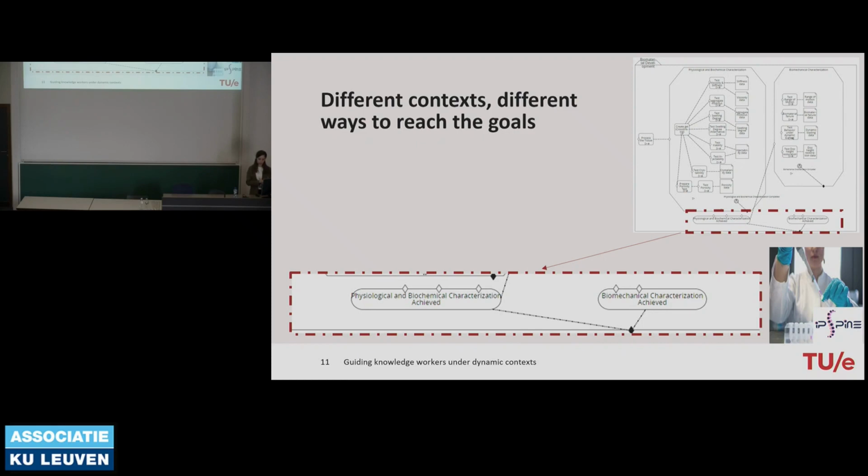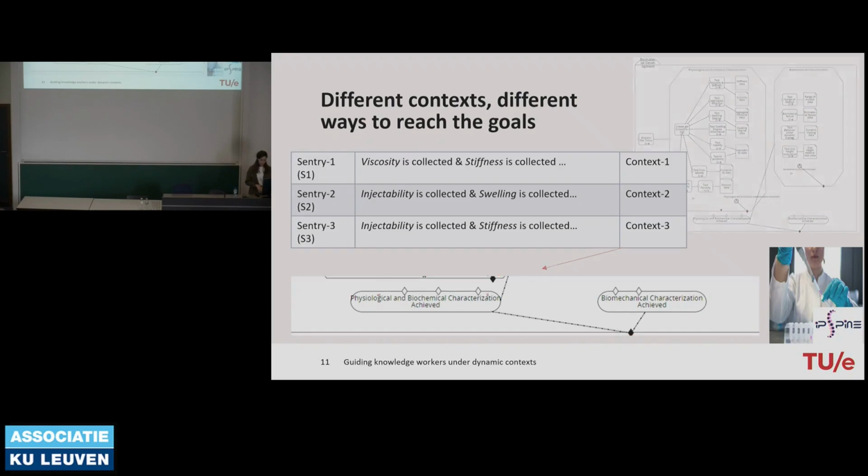You see the same example again here from medicinal product development, and on the bottom you see some milestones, and on top of them you see multiple sentries attached. In this case, these sentries define different conditions, different information collection needs that should be satisfied under different contexts to say that this milestone is achieved, this milestone is reached.